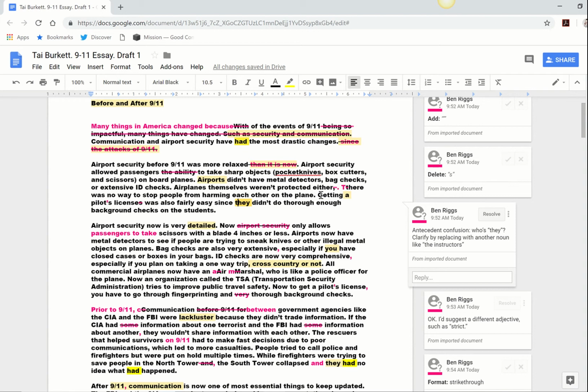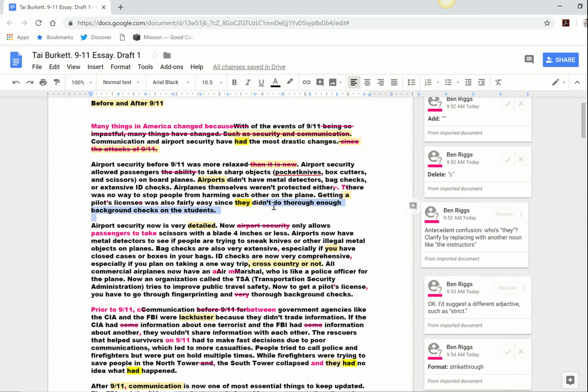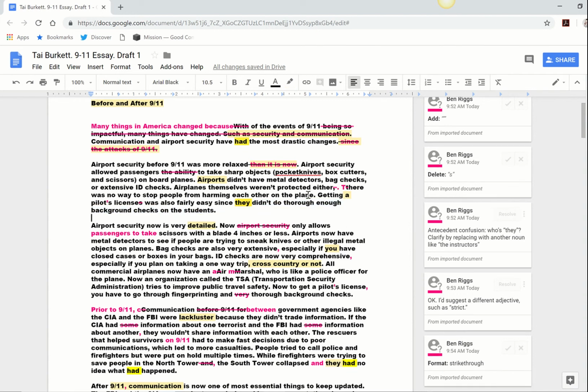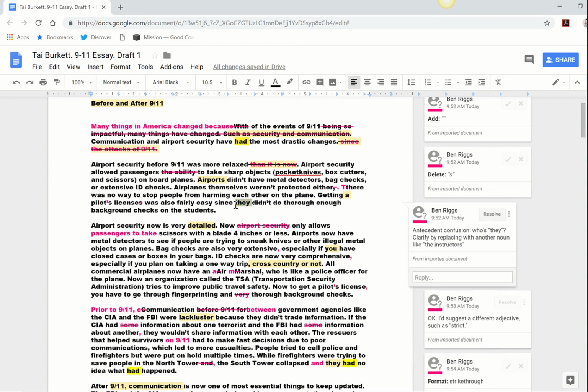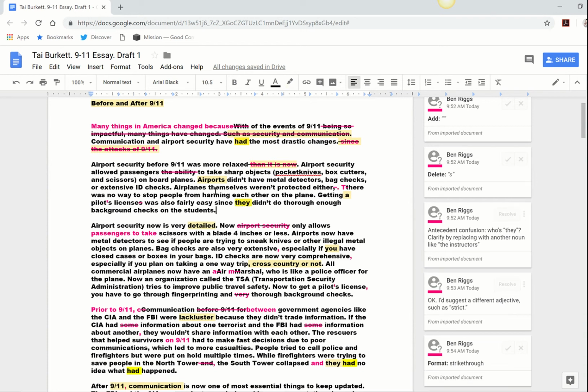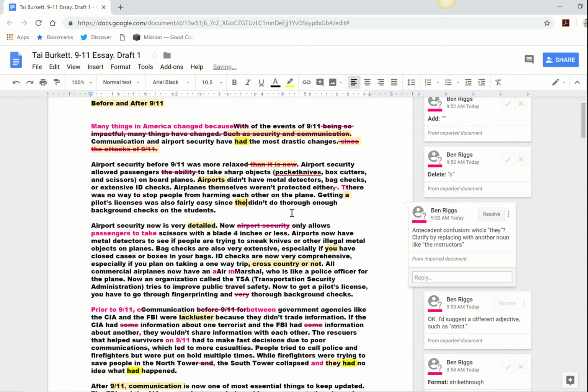But in this sentence, getting a pilot's license was also fairly easy since they didn't do thorough enough background checks. This they is kind of off on its own. There's no noun that it can connect to, right? So it won't connect to airplanes, it won't connect to pilot's license, it won't connect to plane. Who are they? Who do you mean, right? You probably mean the instructors or the flight schools, right? So make sure you say that. So the flight schools. Okay? So just to kind of put that out there for you.